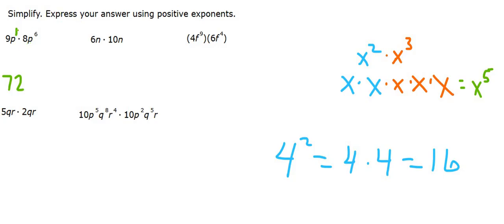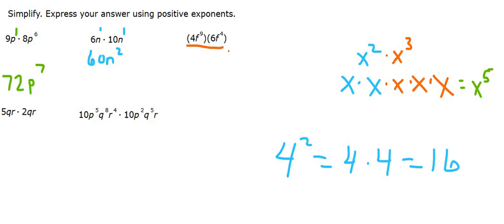So when we add up the exponents, p to the first times p to the sixth is going to be p to the seventh power. And so for the next one, we have 6n times 10n. 6 times 10 is 60. And there's a little 1 for both of them. So when we add them up, we have n squared.